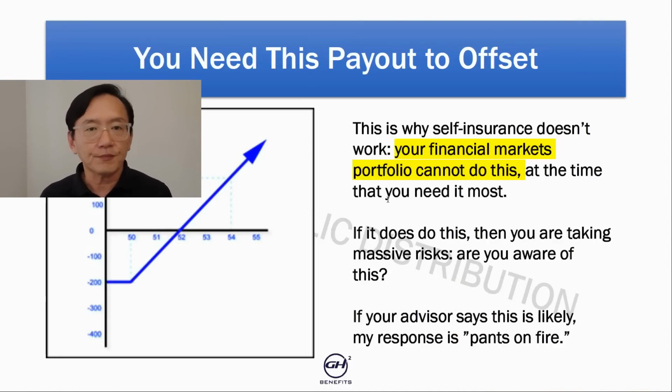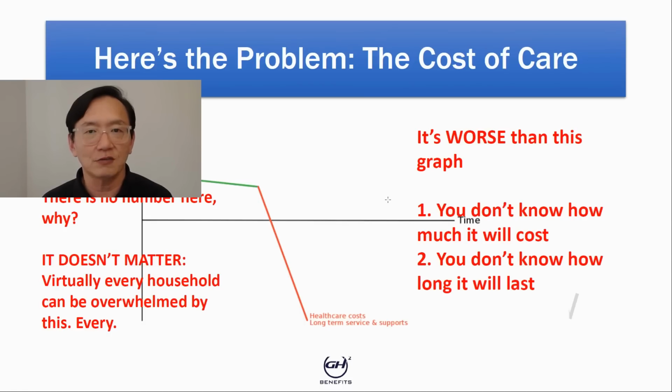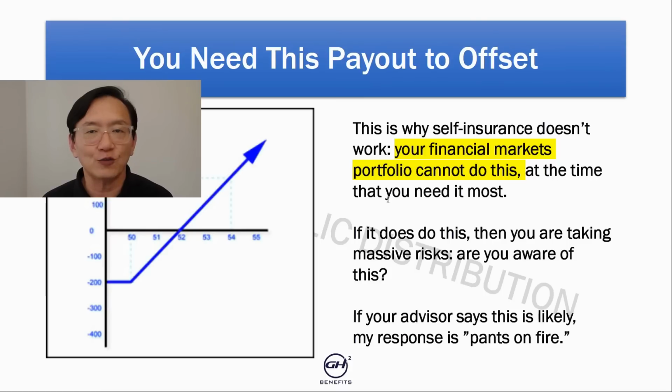Now, is there a way, right? We saw the down. We're trying to look for something which can offset it. And this blue line here is that instrument. And you can see it goes flat and then it goes sharply up at the time that you need. Right? And this is what health insurance does. Health insurance is exactly this.